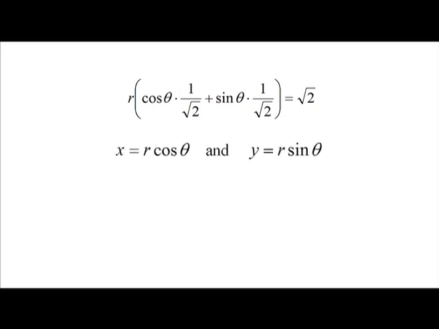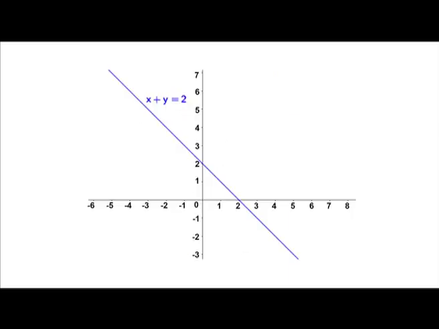Since x = r cos θ and y = r sin θ, the above gives (1/√2) x + (1/√2) y = √2. That is, x + y = 2, an equation of a straight line. Its graph is shown in the figure.